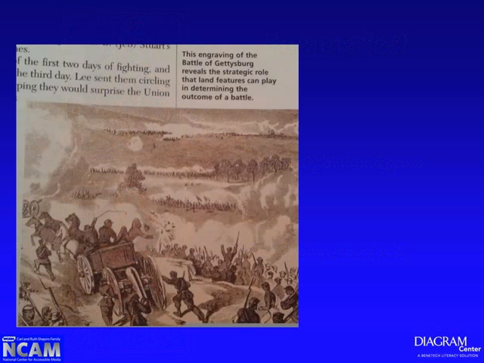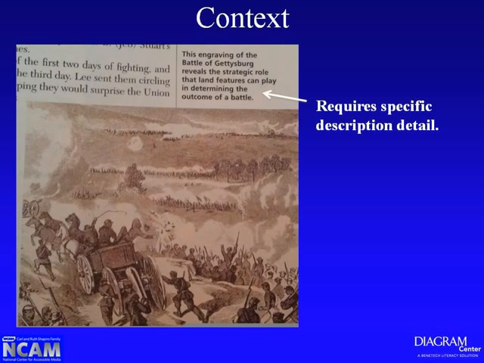Now here's another illustration that seems like it's very straightforward. It's an illustration of a battle in the Civil War, actually the Battle of Gettysburg. But we'll jump back to remembering that context is, in some ways, everything. Let's read the caption here that's in the text. This engraving of the Battle of Gettysburg reveals the strategic role that land features can play in determining the outcome of a battle. Oh, so actually the job of this illustration has to do with revealing the strategic role that land features can play to determine the outcome of a battle.